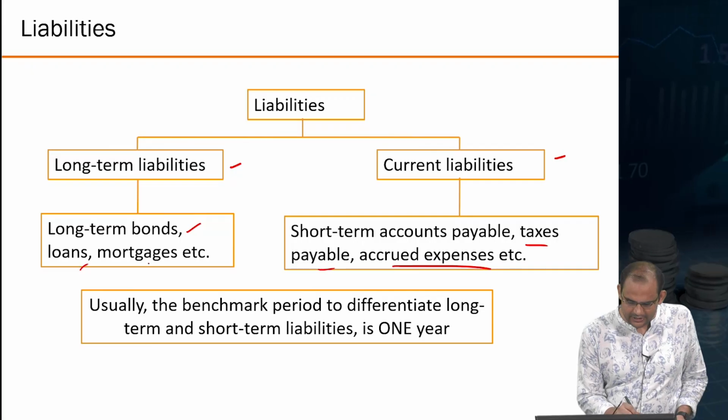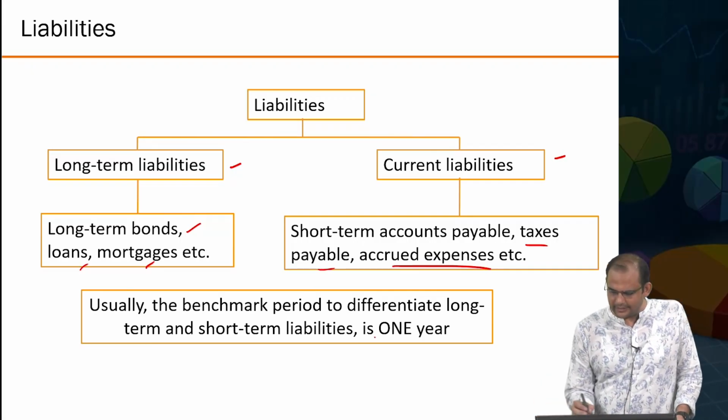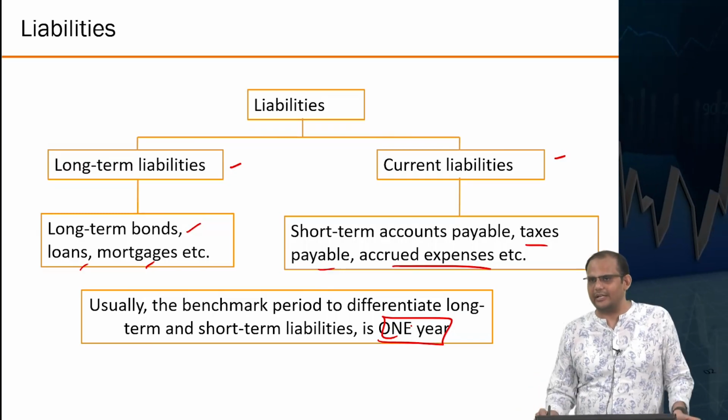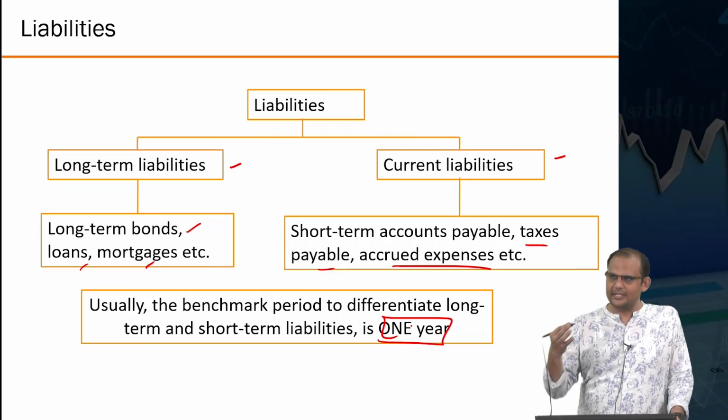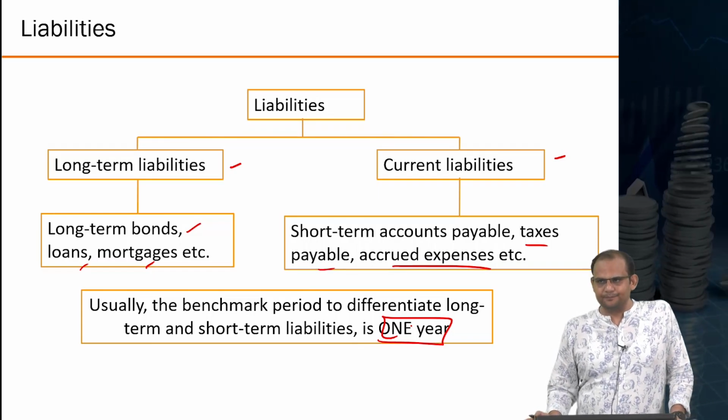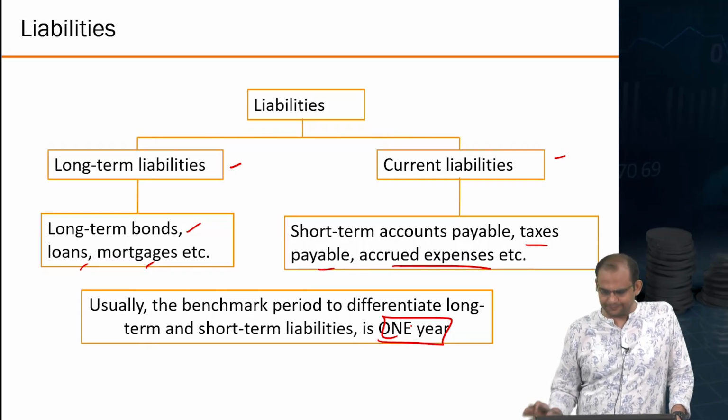So these could be bonds, loans and mortgages, right? And that benchmark is still 1 year to classify fixed asset versus current asset, and long-term liabilities versus current liabilities. Okay, is this understandable?